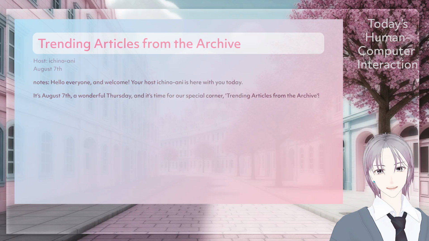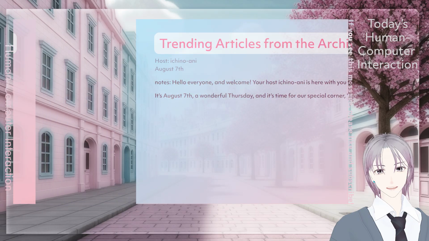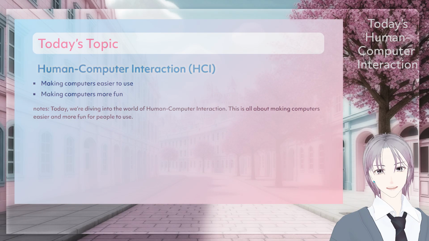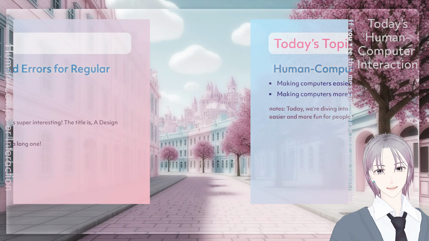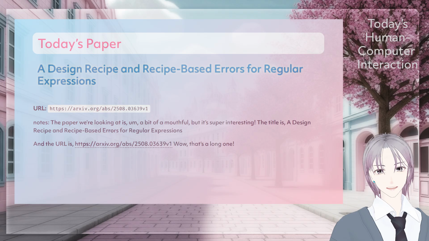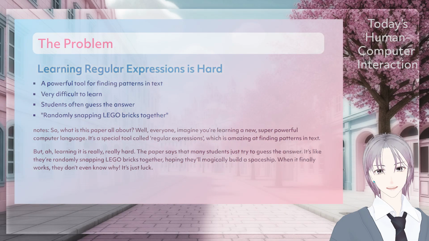It's time for our special corner, trending articles from the archive. Today, we're diving into the world of human-computer interaction. This is all about making computers friendlier. The paper we're looking at is a bit of a mouthful, but it's super interesting. The title is, A Design Recipe and Rate-Based Errors for Regular Expressions. Well, that's a long one. So what is this paper all about?